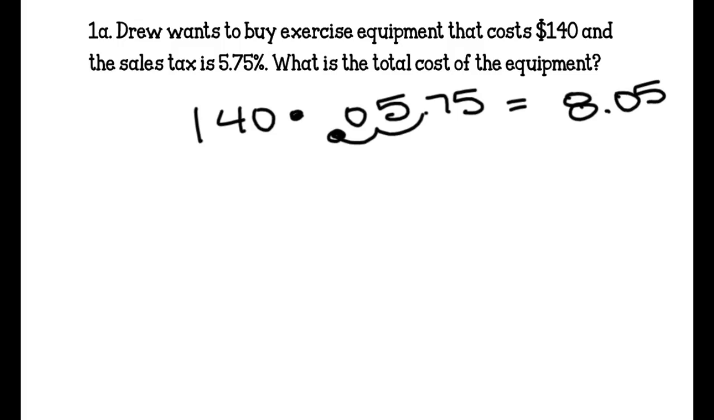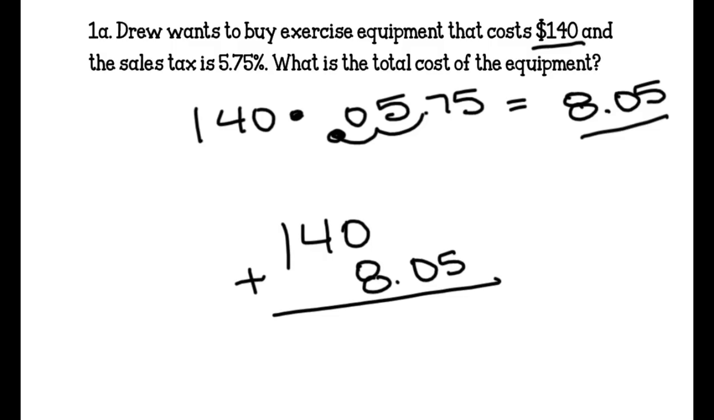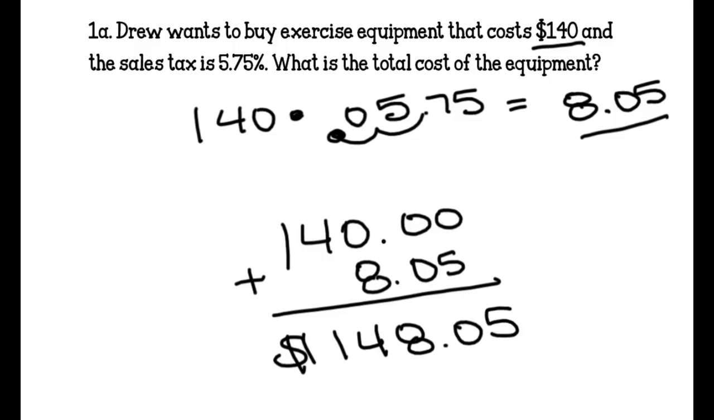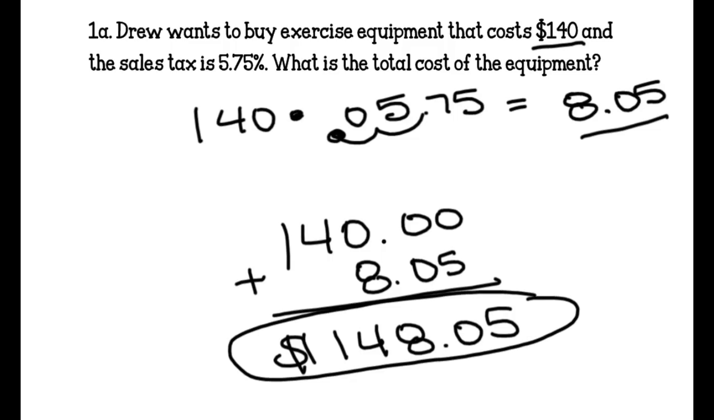$8.05. So Drew will be paying $140 for the equipment, plus the $8.05 that's going to go to the tax on it. So we add those together to see what is the total cost. How much money does he have to have total to be able to buy this? And that is 140 plus 8.05. Make sure you line up those decimals when you add. So he will spend a total of $148.05. So we circle it, and that's my answer.